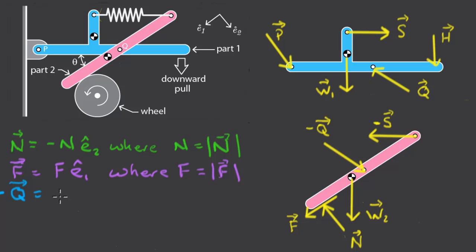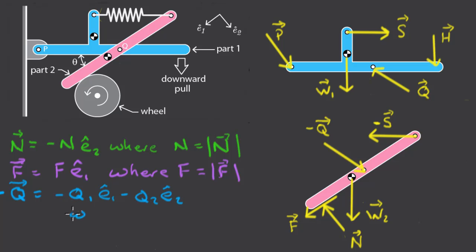So I'm just going to call it minus Q1 E hat 1 minus Q2 E hat 2. So this is just a generic force that's in the plane of the body here, and it'll be up to the physics to determine what the Q1 and the Q2 are. The important part is that it has to obey Newton's third law.